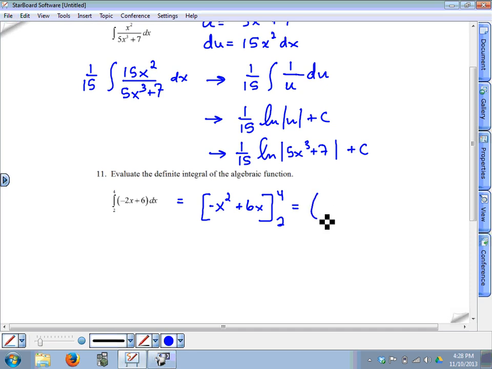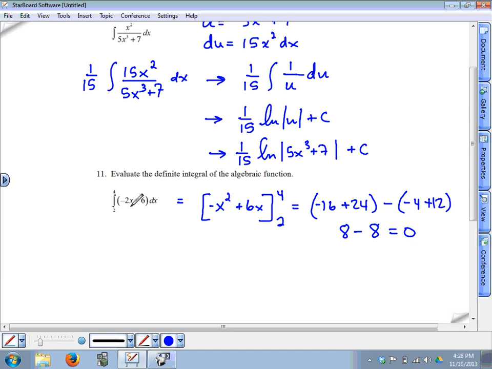So that is going to be negative 16 plus 24. That's the antiderivative evaluated at 4. Now we're going to subtract the antiderivative evaluated at 2. So that's negative 4 plus 12. This turns into 8 minus 8, which is 0.